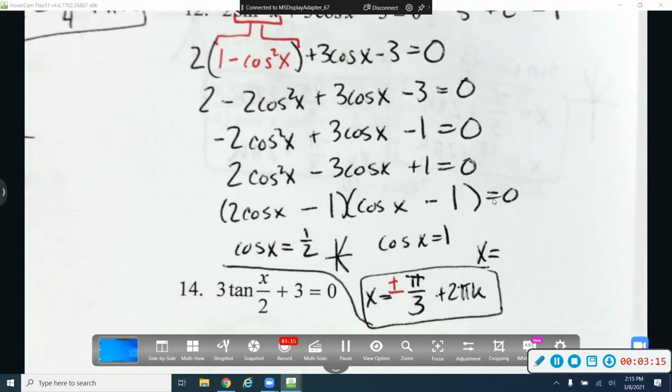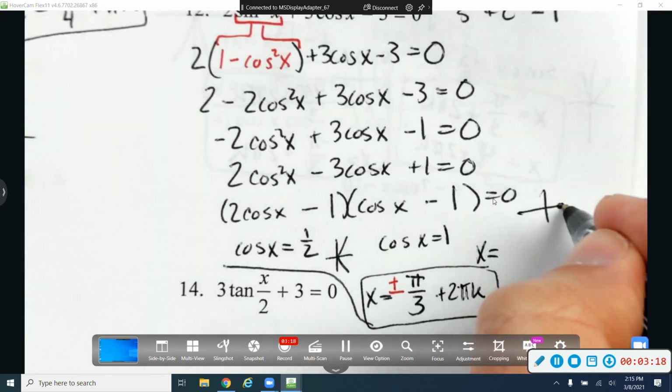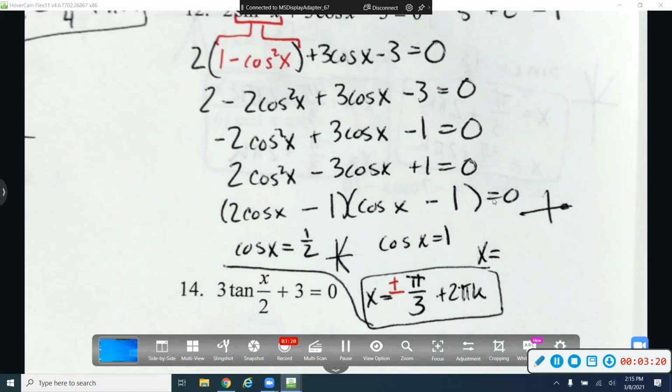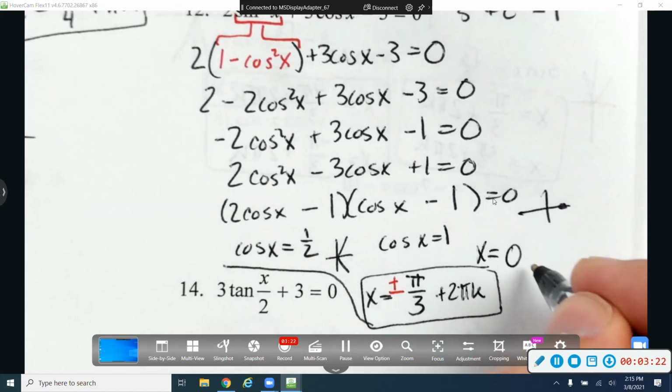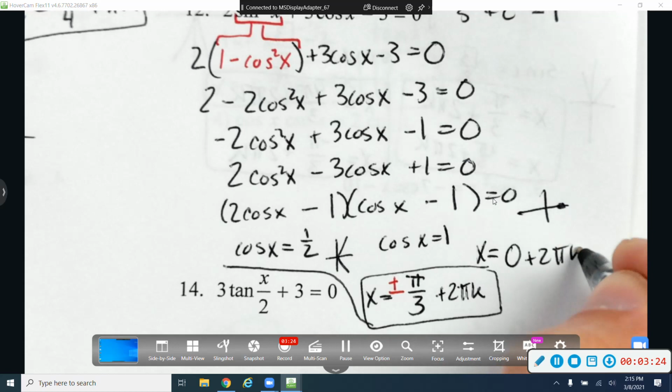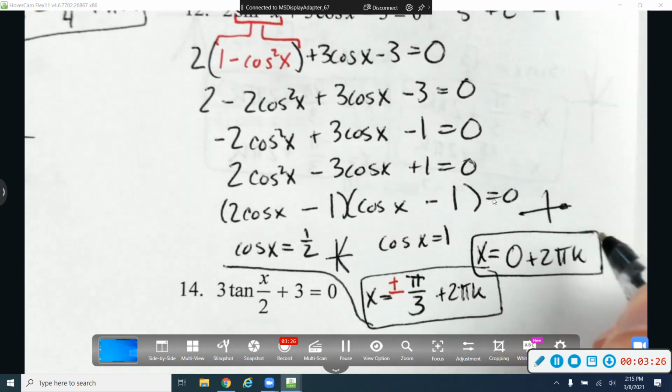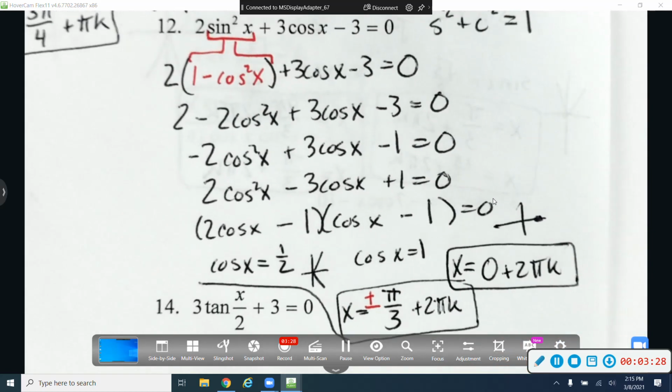And then an angle whose cosine is 1 would be 0. So 0 plus 2 pi k. So there's my answers to number 12.